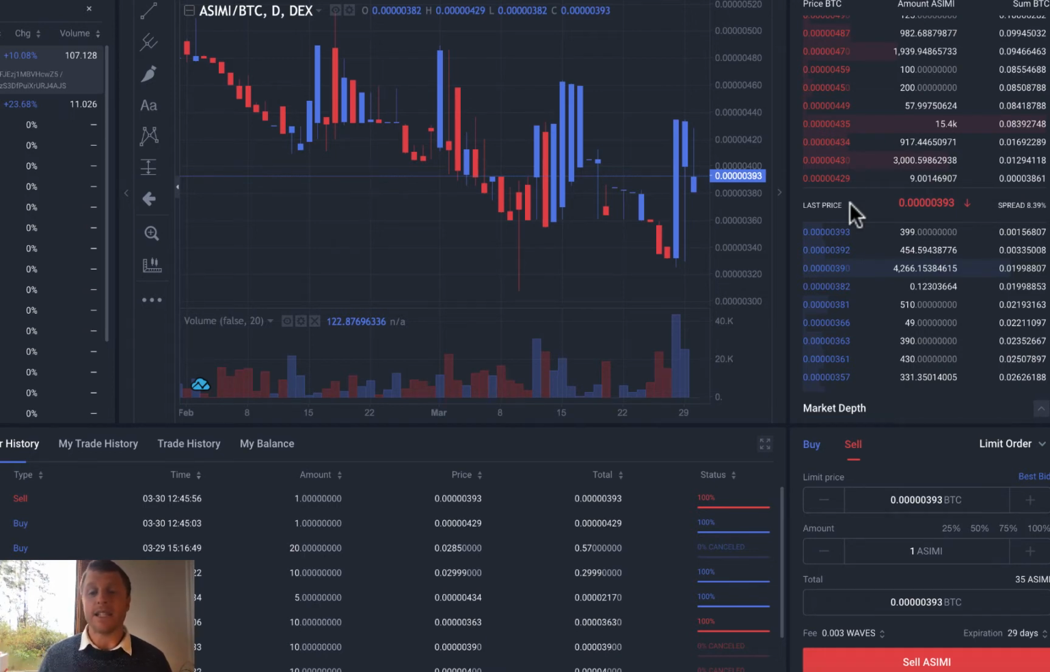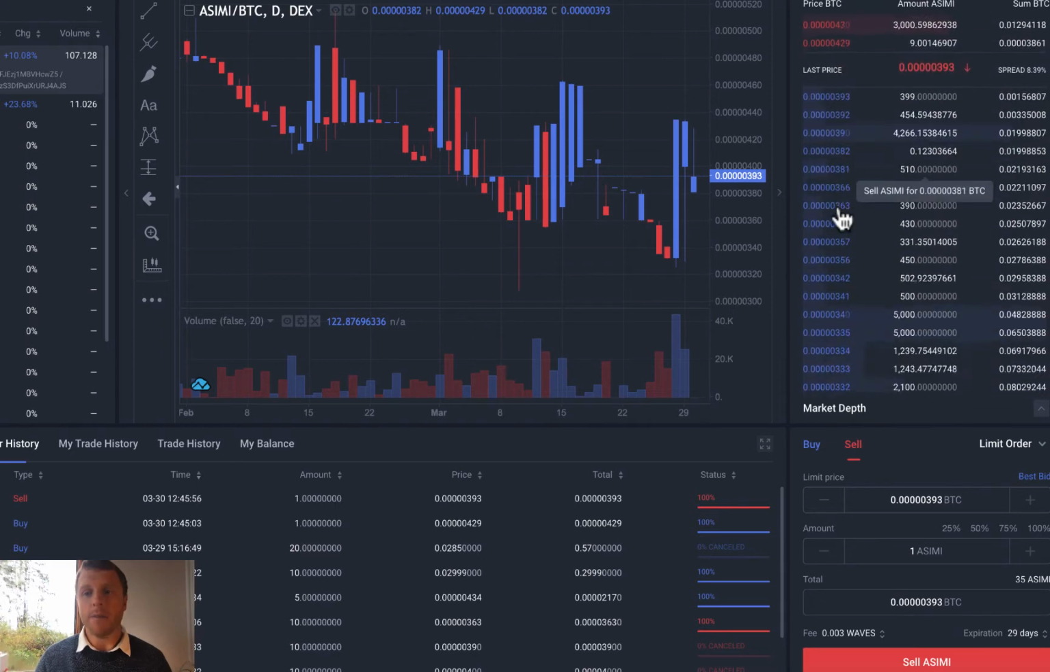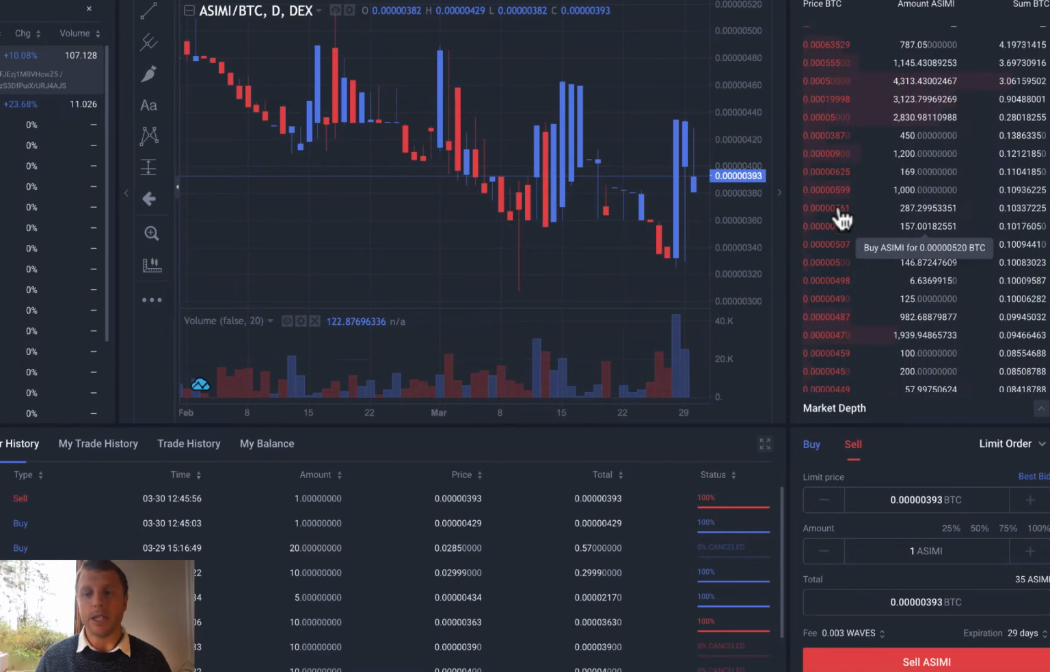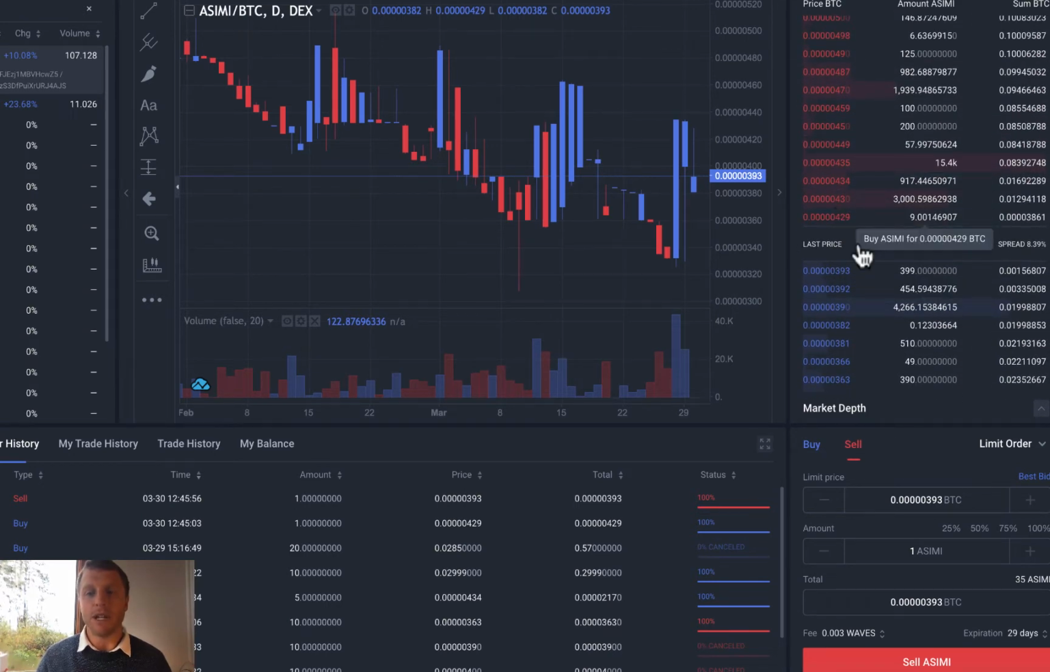And that doesn't necessarily guarantee that your market order will be filled because it still has to be purchased or sold. However, it's a way to get in or out of the market sooner. So most of the orders that people place are limit orders. So they're basically deciding that I'm prepared to buy or sell my Asimi tokens. You can see all the orders here. I'm prepared to buy or sell my Asimi tokens if it reaches that price.